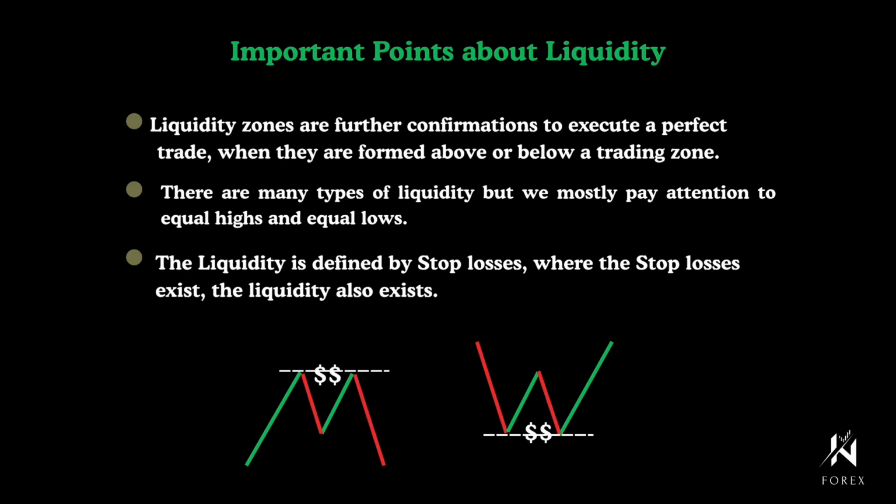Let's cover some key aspects of liquidity. Liquidity zones serve as extra confirmation for a high probability trade when they form either above or below a major trading zone. While there are various types of liquidity, our primary focus is on equal highs and equal lows. Stop losses represent liquidity. Wherever stops are clustered, liquidity can be found.